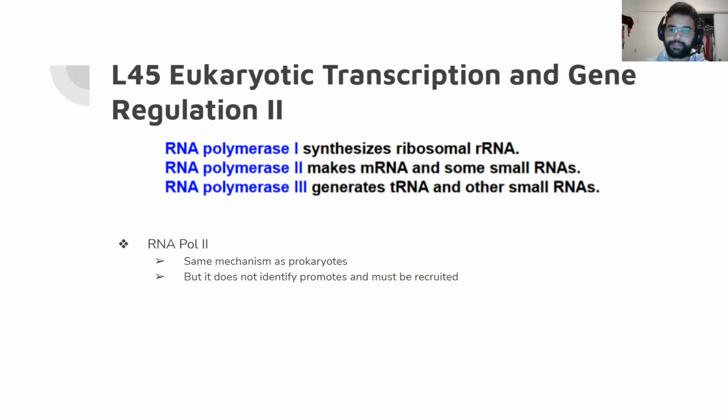We have RNA polymerase 1, which synthesizes rRNA, polymerase 2, which makes mRNA and some other small RNAs, and polymerase 3, which generates tRNA and some other small RNAs. RNA polymerase 2 is basically the same mechanism as in prokaryotes, but the difference in eukaryotic RNA polymerase 2 is that it does not identify promoters and it must be recruited by different means.